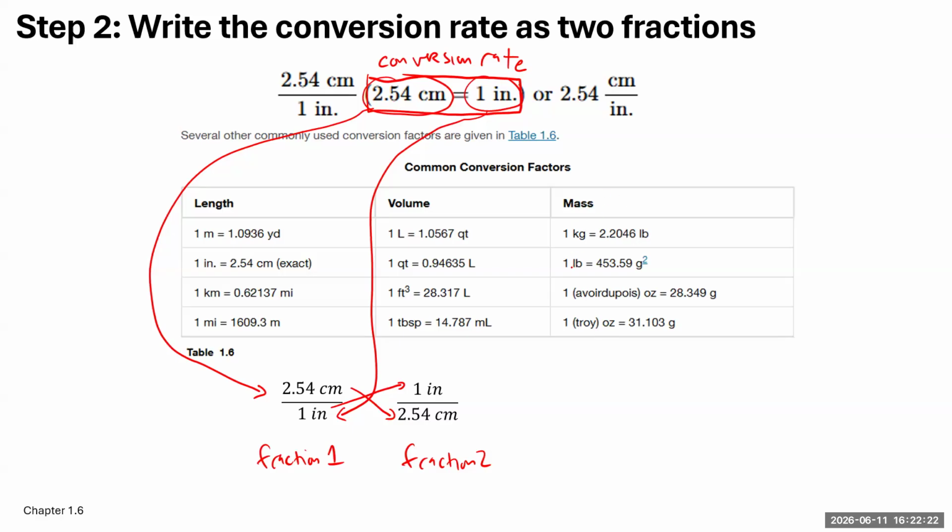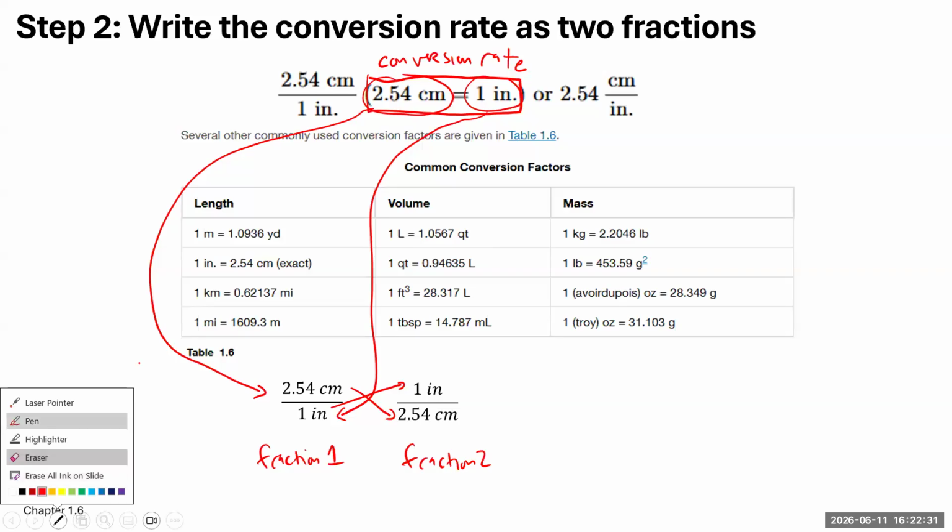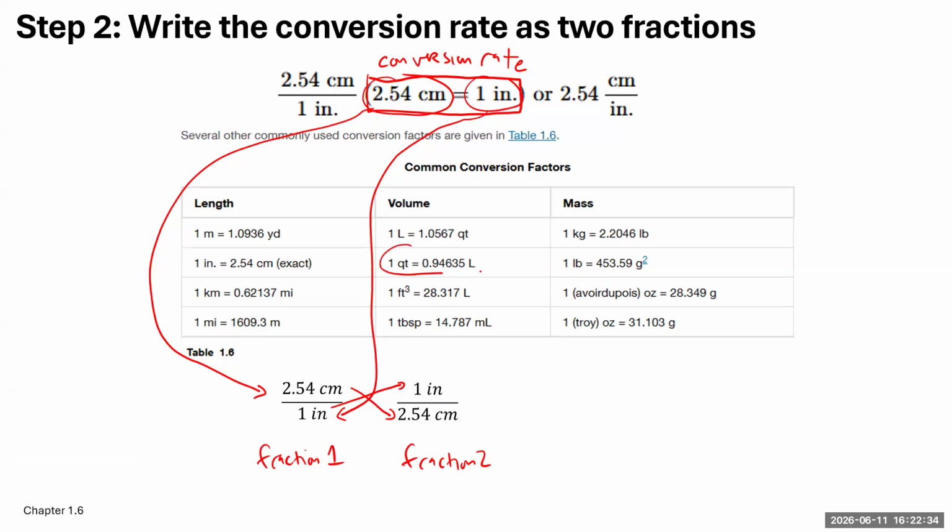Let's try one of these. Let's do something like this one here. Oops, I wrote over that. Let's start over. All right, so it's going to be 1 quart equals 0.94635 liters. We're good because we have our number, our unit, our equal sign, our number, and our unit, right? The unit here is liters.